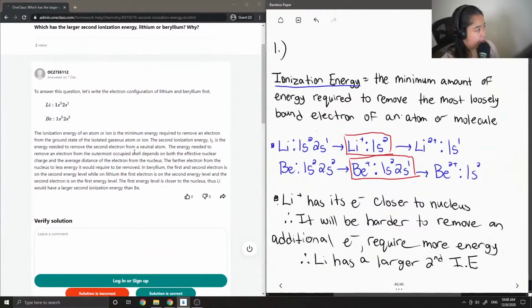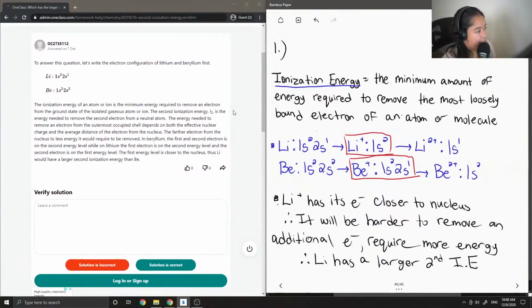So the junior tutor said, to answer this question, let's write the electron configuration of lithium and beryllium first. Lithium is 1s2, 2s1, and beryllium is 1s2, 2s2. The ionization energy of an atom or ion is the minimum energy required to remove an electron from the ground state of the isolated gaseous atom or ion.